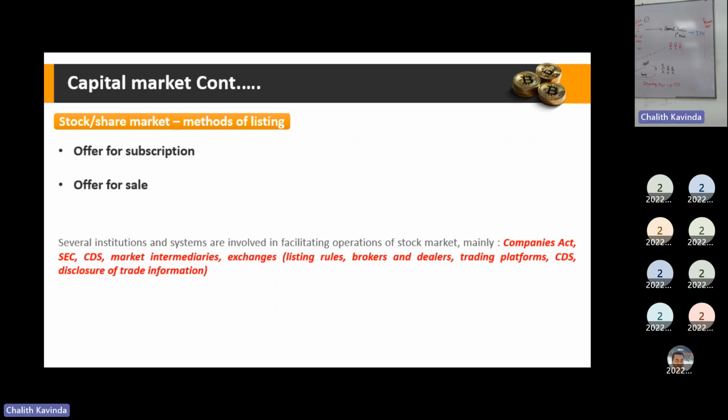The company is issuing shares to the general public for the very first time. By doing so, they can get listed, that is, come to the stock exchange. And the other one is what? Offer for sale. What is offer for sale? Any idea? Offer for sale means what?